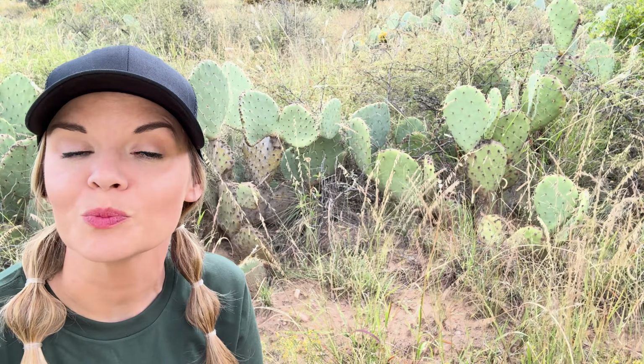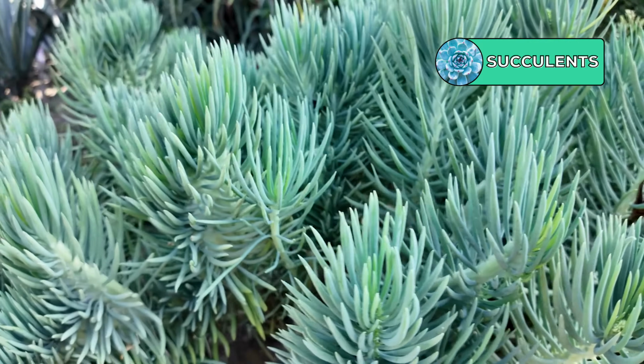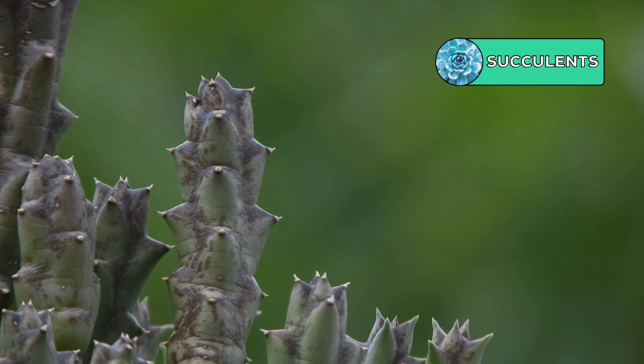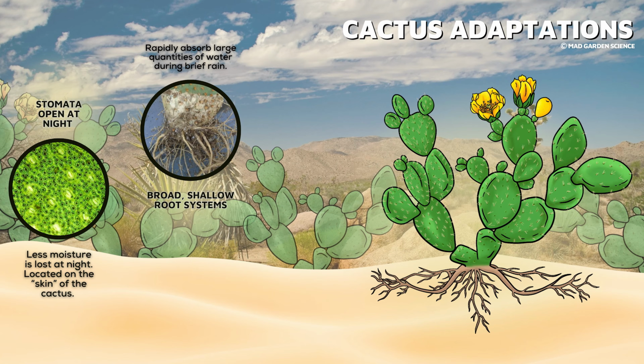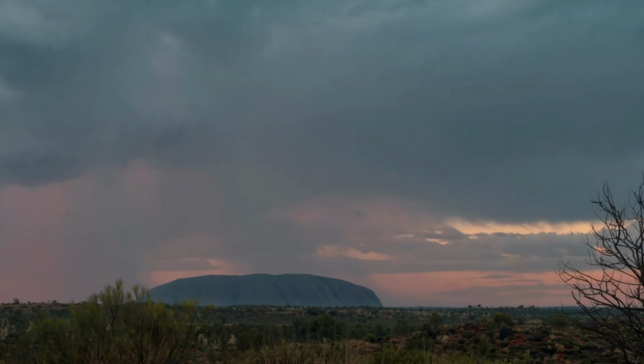Other plants are adapted to store as much water as possible within the plant tissue. This is a defining characteristic of plants called succulents. Succulents have chunky, fleshy stems and leaves. All cacti are succulents, but not all succulents are cacti. In order to capture as much rain as possible, cacti have broad, shallow root systems. These roots rapidly absorb large quantities of water during brief rains before the sandy soil drains it all away.